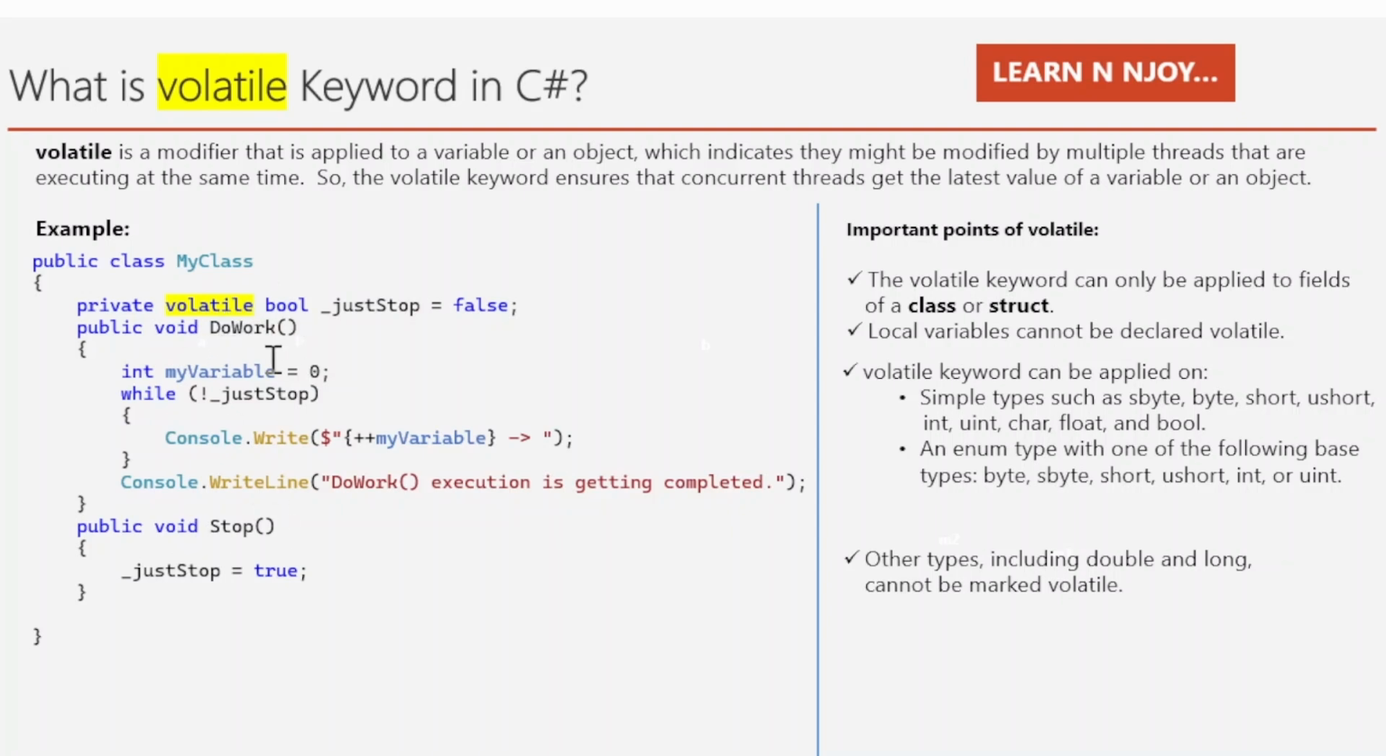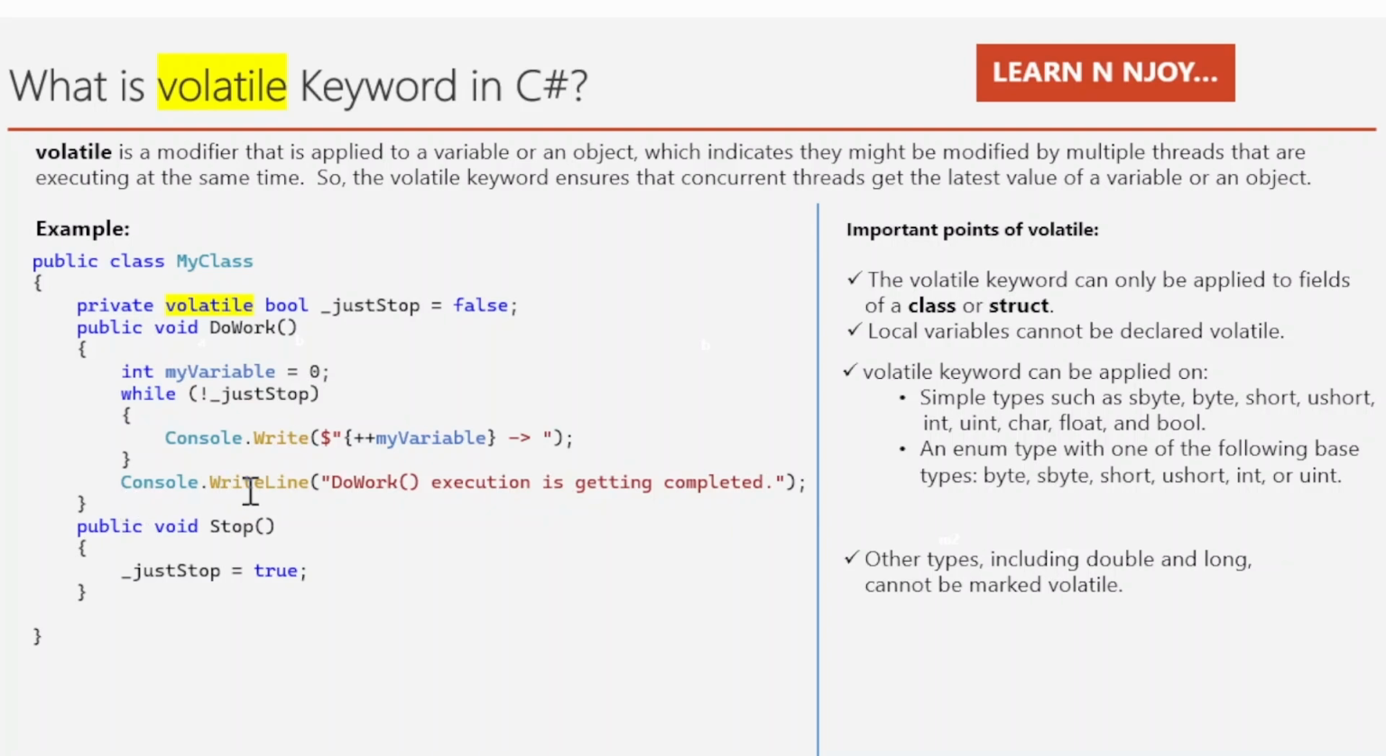Now there are two methods, a DoWork method and a Stop method. In the DoWork method, I have a local variable, myVariable, of int data type, and I have initialized the value with 0. And then there is a while statement where it verifies the justStop variable. If it is false, the negation operation makes it true, and it allows entering the while block and executing the Console.WriteLine statement, where it prints the incremented value of myVariable.